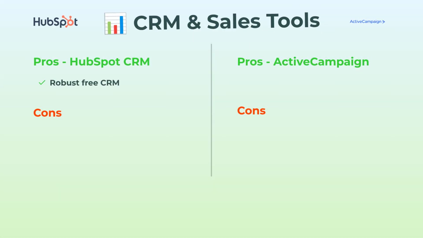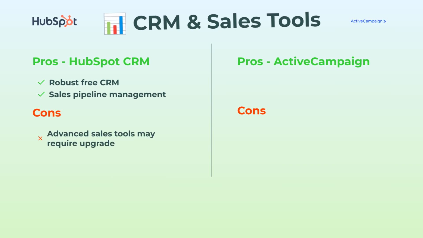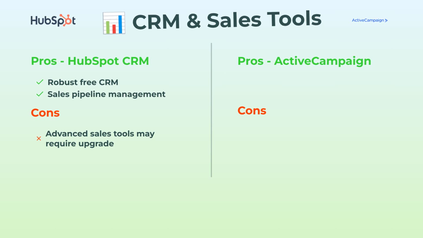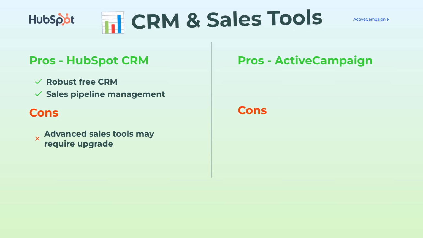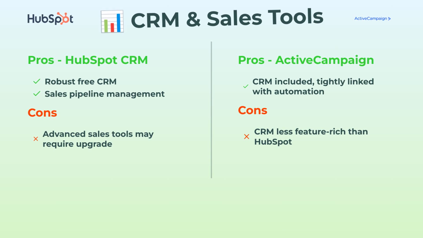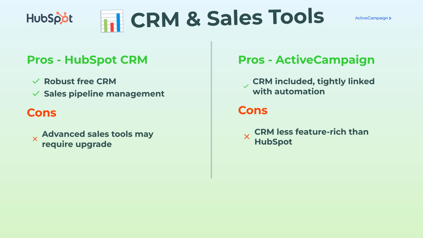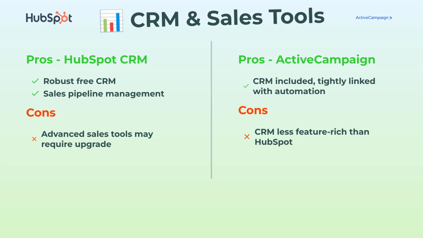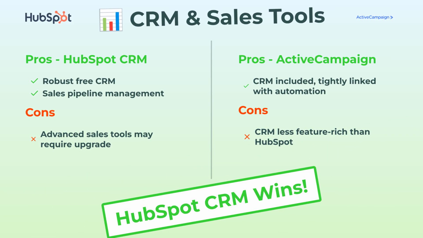Up next is CRM and sales tools. And, not gonna sugarcoat it, HubSpot shines here. Their free CRM isn't just some watered-down contact list, it's robust, with pipeline management baked right in. You want to sell, track deals, the whole package? You're set. ActiveCampaign includes CRM features, and hey, they're nice, especially since they link to automations, but you might start noticing it just isn't as deep as HubSpot. So, yeah, HubSpot's taking it.